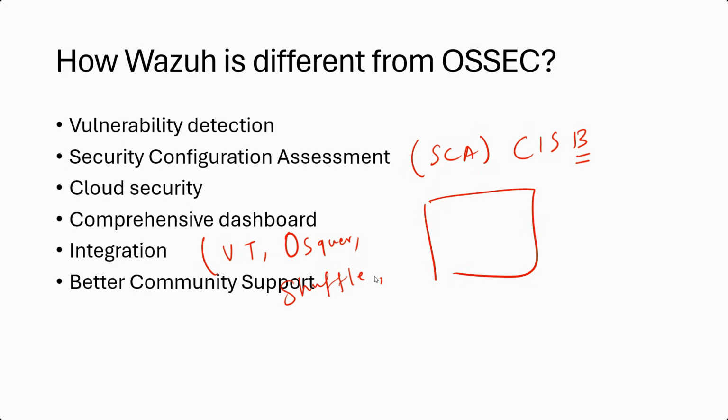And of course, what I personally love is their proactive community. They are very proactive on the Google group. They have a Google group, they have a Slack community, and they also have their Reddit subreddit as well, and I think they have recently launched their Discord as well. So this makes Wazuh very powerful and different from OSSEC.